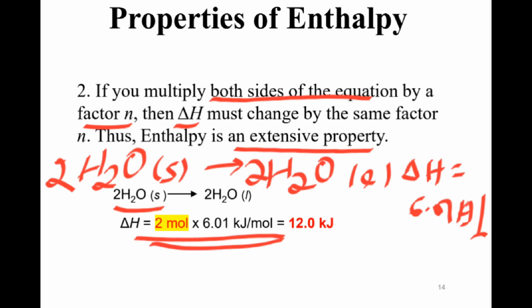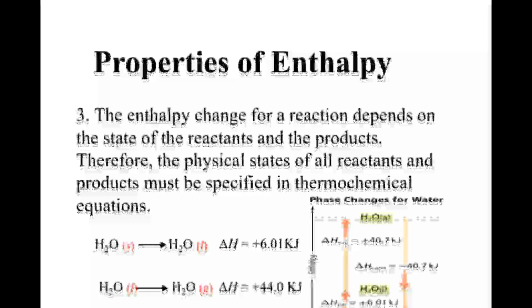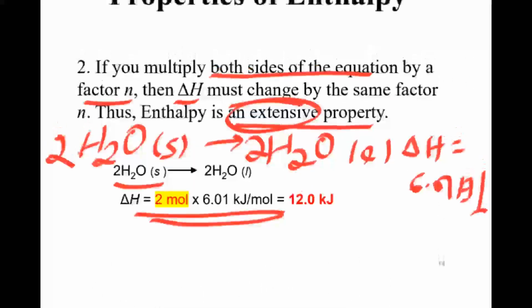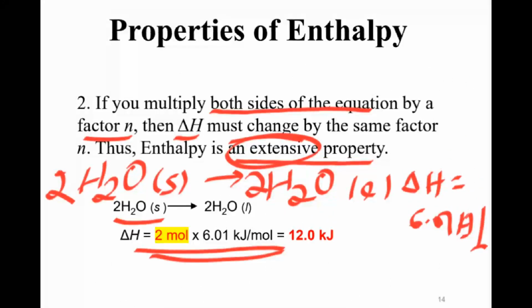We have to multiply by 2, because enthalpy is an extensive property, a property that depends on the amount. So if you multiply it by 3, the enthalpy change changes by 3, or increases by 3. If you multiply, say, an equation by 3, the amount of enthalpy change will change 3 times.